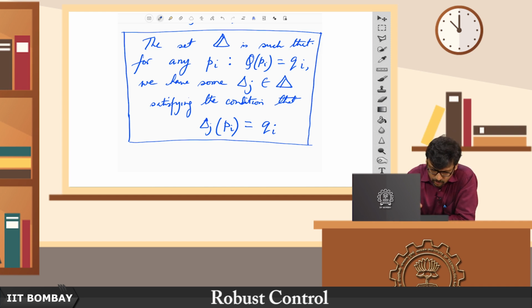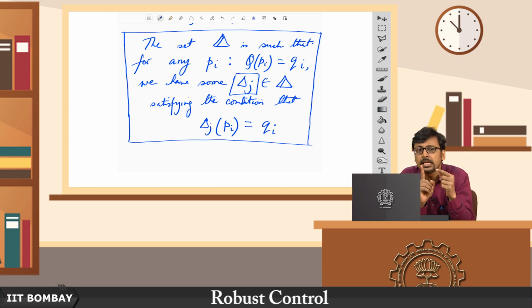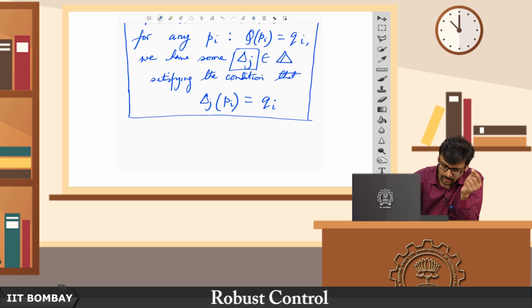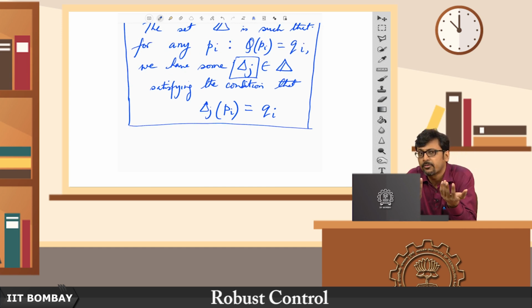So, it is impossible to have a single delta j, right, which captures all the behavior of Q against all possible inputs pi that you can give to it. But what we are saying is, it may not be that a single delta captures the behavior, but at least for every possible pi. So, it is like a game of cards, right. We are playing a game of cards. You throw me a signal pi, yeah.